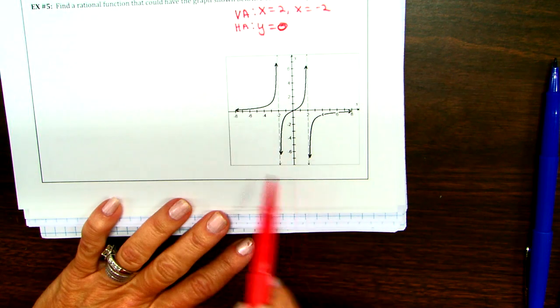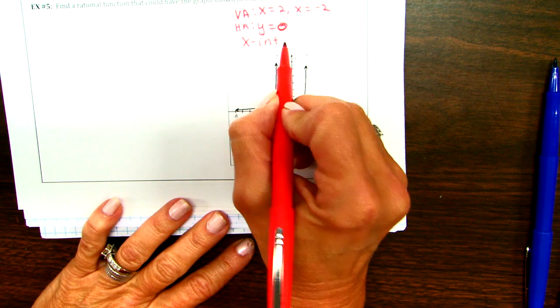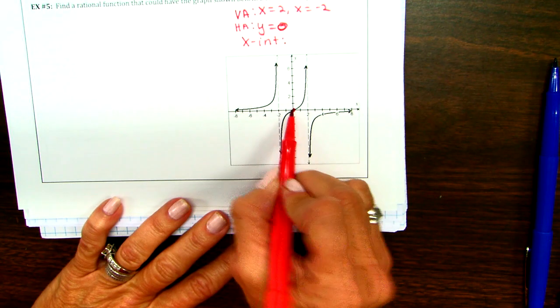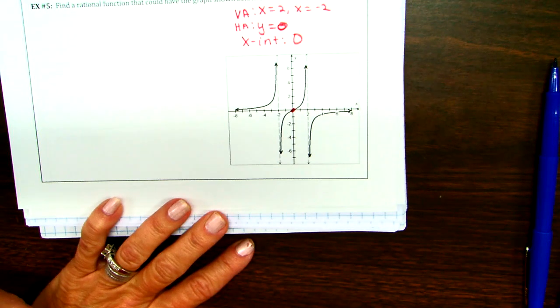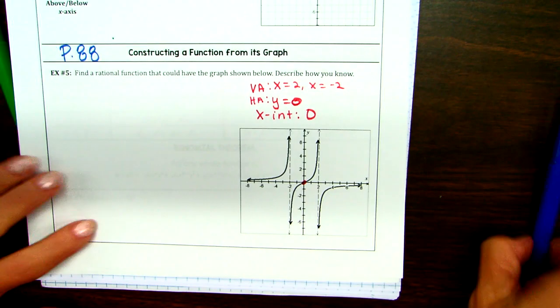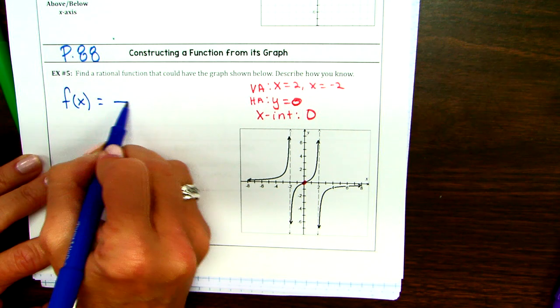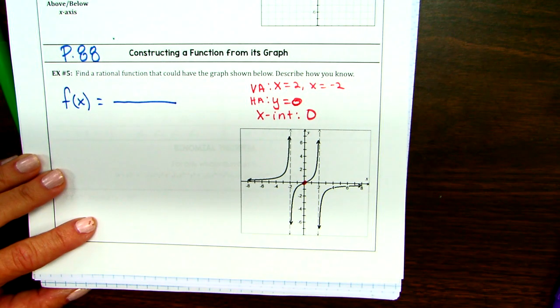All right, there's no hole. I scanned it. I don't see a hole anywhere. The only other thing I could get out of this would be an x-intercept right there, which is 0. Okay, let's go. Call it whatever you want, f of x, g of x, y. I don't care. Make a fraction.